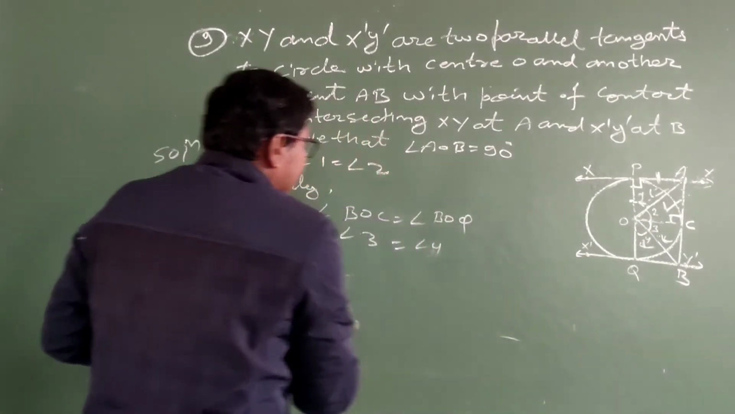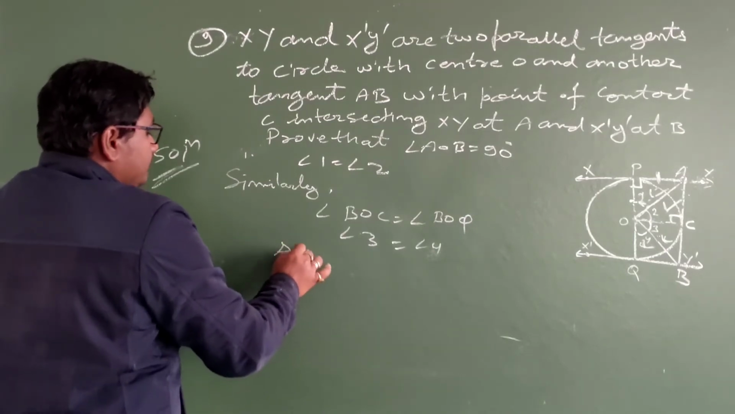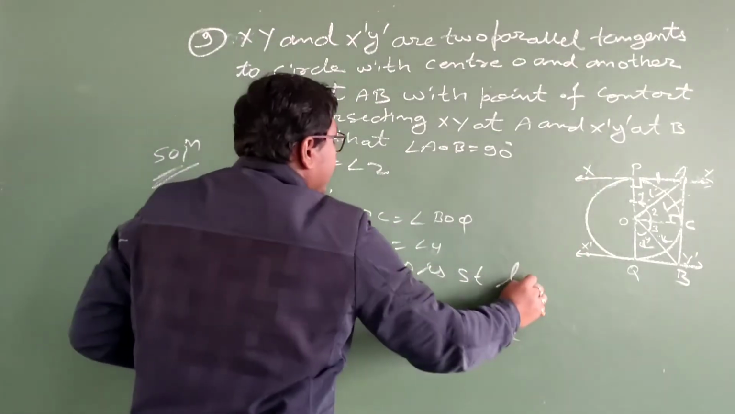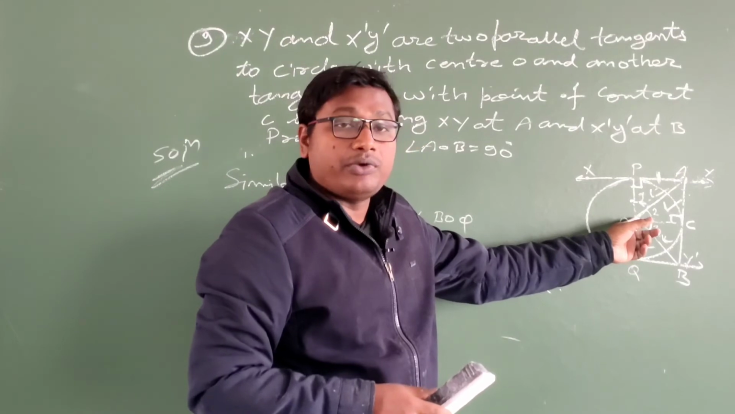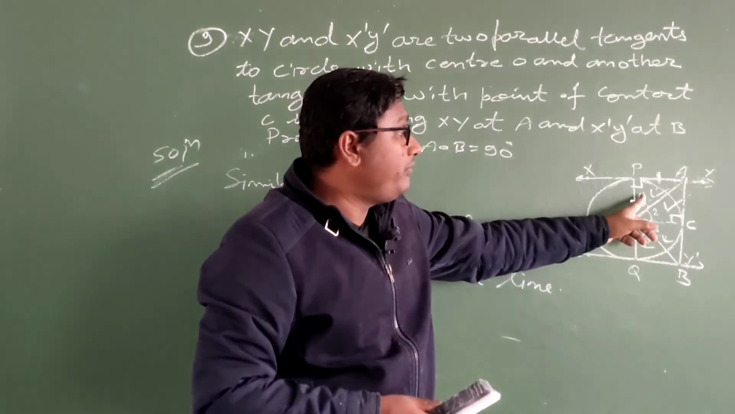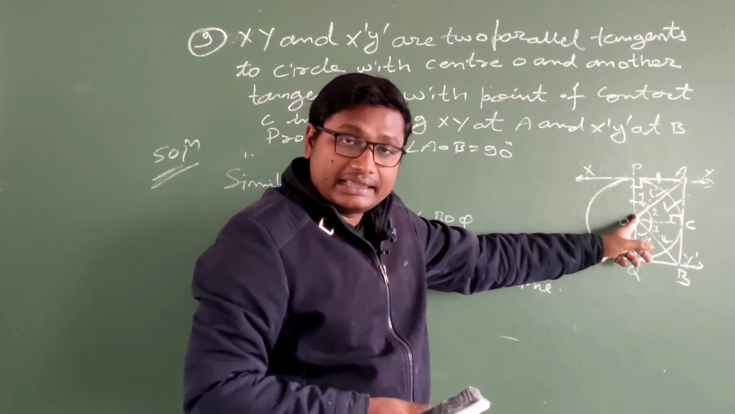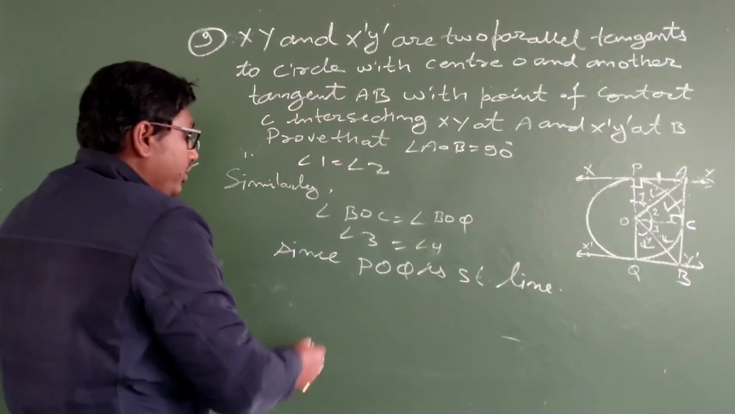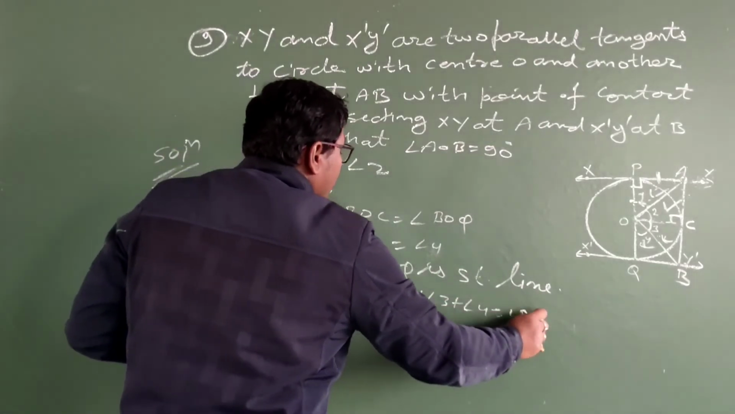Now we need to know the property of a straight line. Since here POQ is a straight line, on a straight line the sum of angles at a given point will be equal to 180 degrees. So here we have 1, 2, 3, 4. This is a straight line and this is the given point, that is O, and at this point there are 4 angles. So the sum of these 4 angles will be equal to 180 degrees. Therefore we can write angle 1 plus 2 plus 3 plus 4 is equal to 180 degrees.